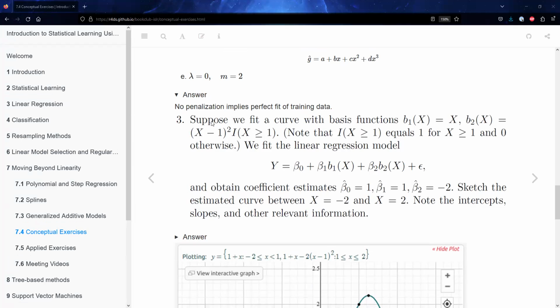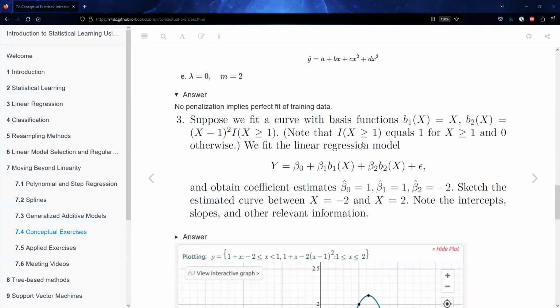For problem number 3, it's kind of annoying to read it all at once. All these I functions are indicator functions. That equals 1 over that given interval or 0 otherwise. If we had these indicator functions for B1, B and B2, we then ran a regression model on it as such and got these coefficients. Beta naught is 1, beta 1 is 1, beta 2 is -2. What kind of polynomial will we get?